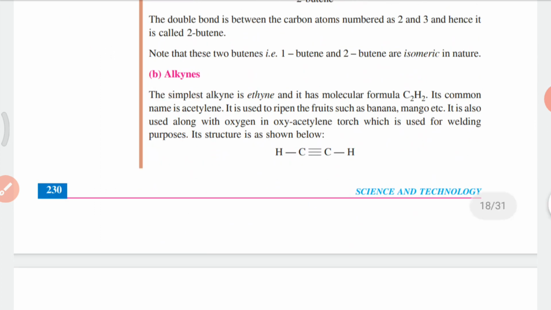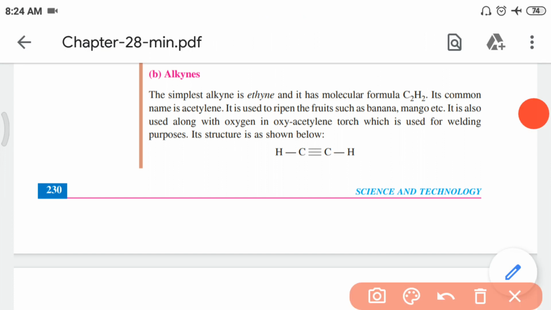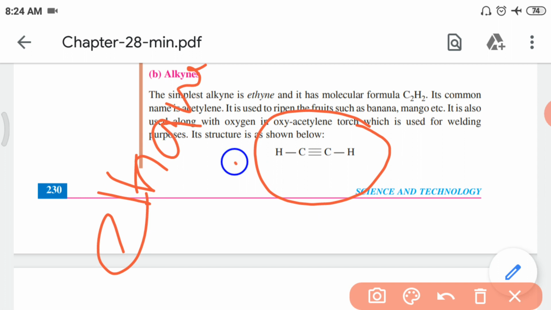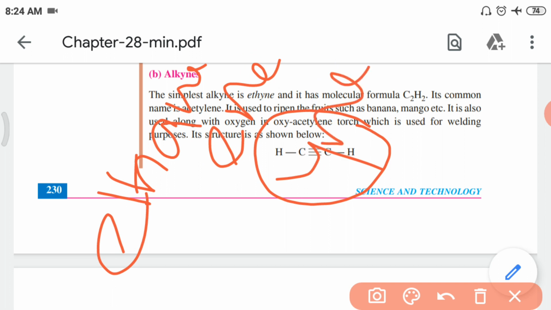Then alkynes. Alkynes are carbon compounds which contain at least one triple bond between carbon and carbon. They are known as alkynes because we add YNE as a suffix. For a carbon compound which contains two carbon atoms making a triple bond, it is known as ethyne. For alkane, it is ethane, E-T-H-A-N-E. For alkenes, it is ethene. For alkynes, it is ethyne, Y-N-E.